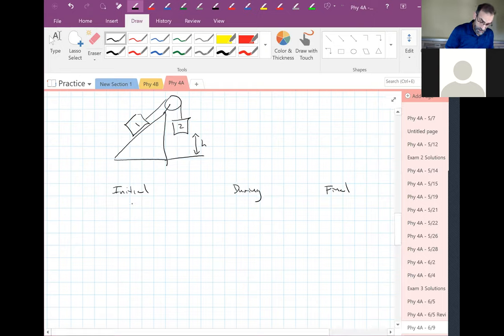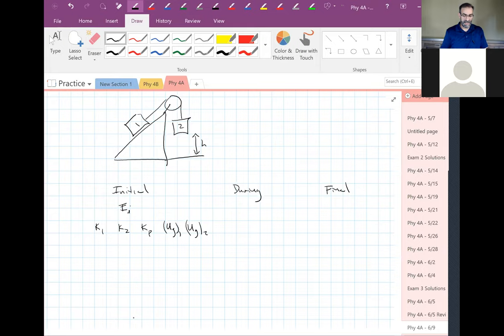Our initial mechanical energy. We've got three masses in our system, right? So we could have K1, K2, K pulley. Mass one might go up or down. Mass two might go up or down. Our pulley is fixed to the earth. It's not going up or down, so I don't need gravitational energy for the pulley. I guess if I had it set up where the pulley was going up or down, I would need gravitational energy for the pulley also, right?